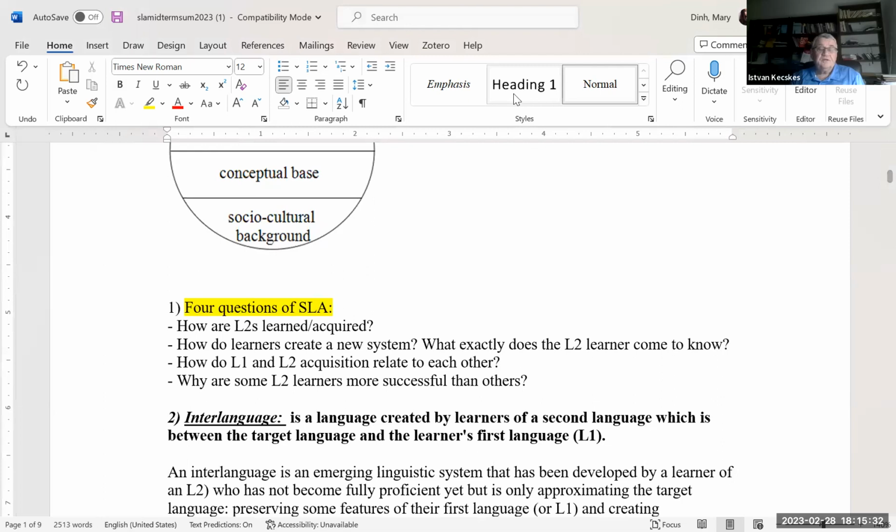So 4 questions of second language acquisition. Uzo already tried to kind of write in, so how are second languages learned, acquired, how do learners create a new system, what exactly does the second language learner come to know, how do L1 and L2 acquisition relate to each other, and the last one is why are some learners more successful than the others. So these are the 4 questions. Basically, these are the 4 questions that we have been discussing all the time, even today. So please be aware of these 4 questions very much. Please go back to the worksheet.